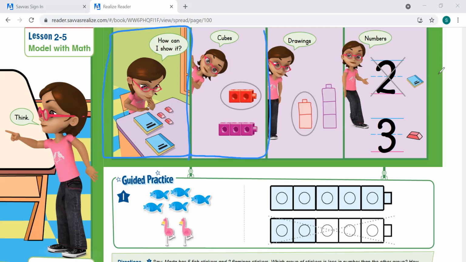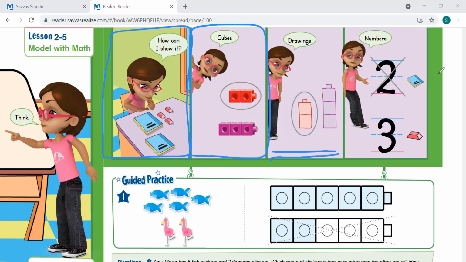So let's look at this box right here. How does this model use cubes to show the problem? The cubes are made into cube trains. How does this model help you solve the problem? Well, the red cube train is shorter than the purple cube train, so the group of books is less in number than the group of erasers.